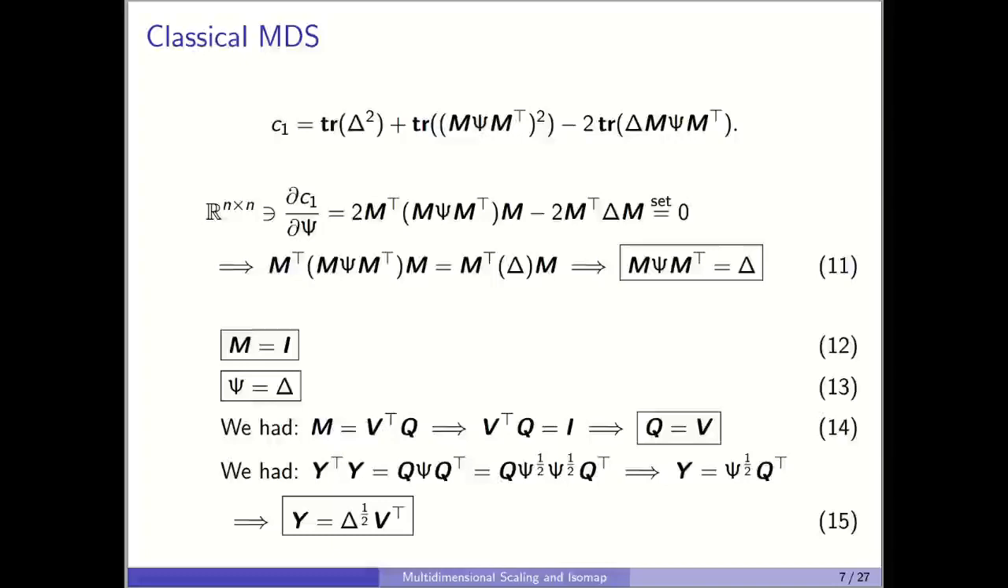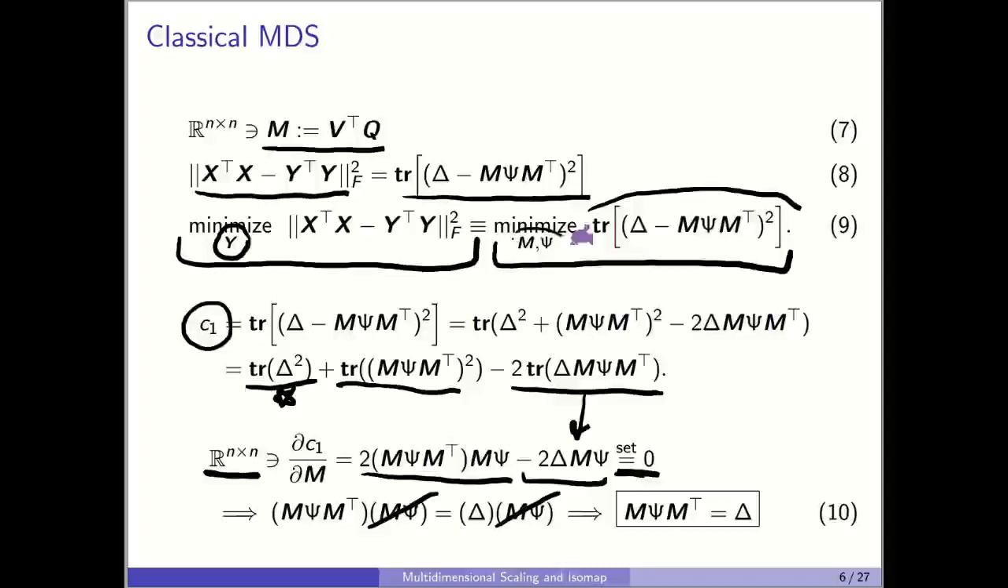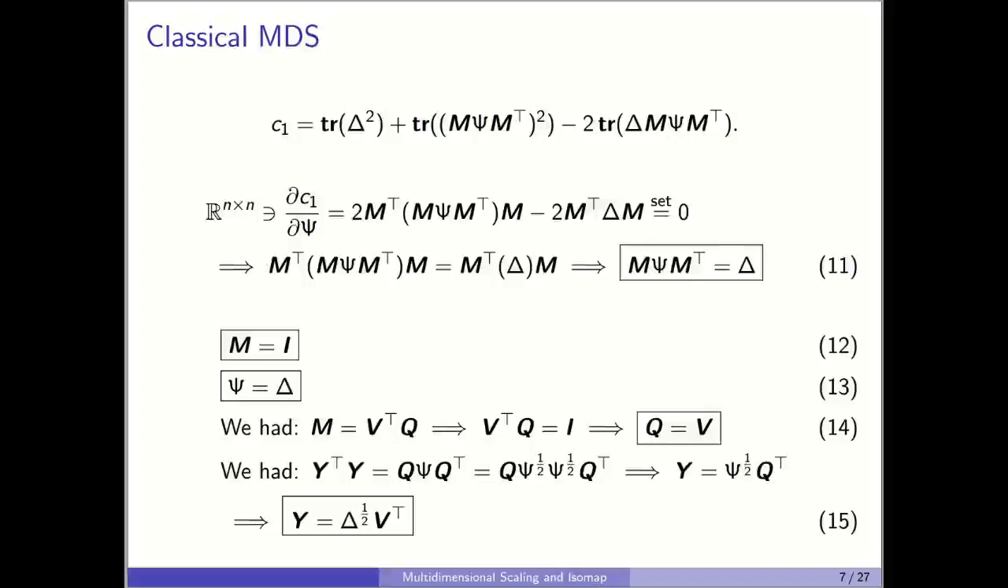Now we had two optimization variables here. Now let's take the derivative with respect to the other optimization variable, which is psi. Again, this is a scalar, this is a matrix, so the result is a matrix. The first term is a constant with respect to psi, the second term, its derivative is this, the third term, its derivative with respect to psi is this. We set it to 0, then we bring this part to the other side of the equation, and one solution to this is this, equation 11.